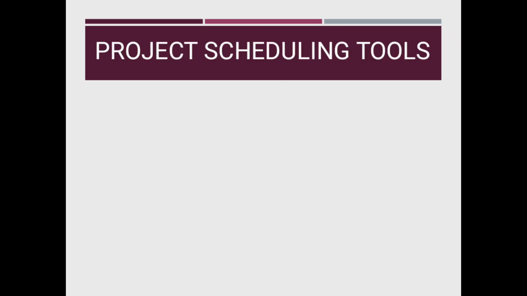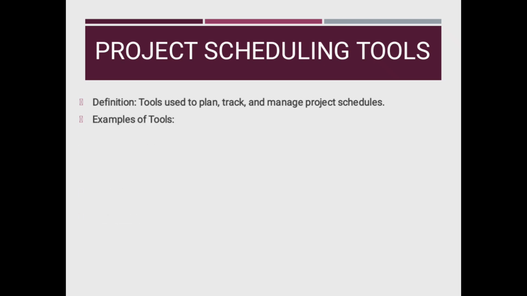Let's talk about project scheduling tools. These are tools that are used to plan, track, as well as manage project schedules. These are simple softwares which are installed in computers. These particular softwares are used for planning, tracking, as well as managing project schedules. For example, Gantt charts are written inside these softwares. Things like work breakdown structure are written in these softwares. Budgets are written inside these softwares.